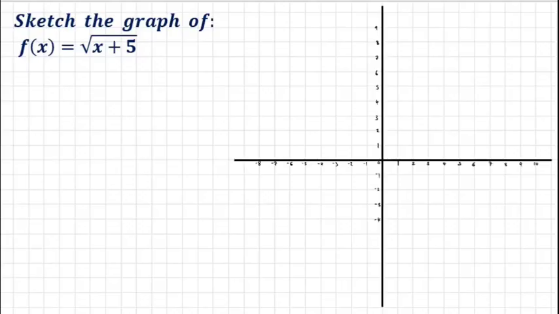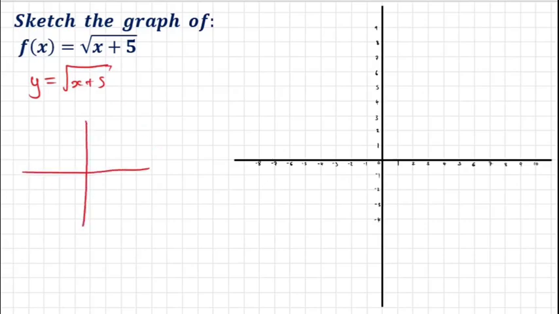So let's sketch the graph of f of x is equals to the root of x plus 5. To start with, this can be written as y is equals to the root of x plus 5. What I need you to get familiar with, first of all, is the fact that the standard graph will look something like this. This graph that I've drawn here is the graph of y is equals to root x, like that.